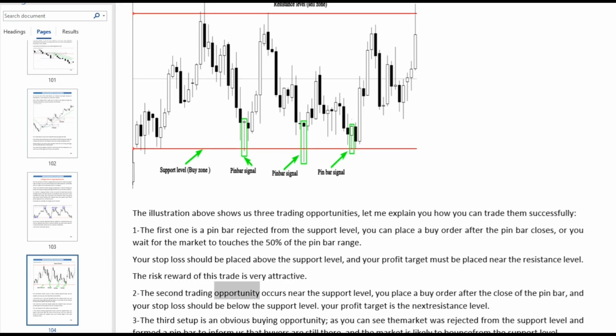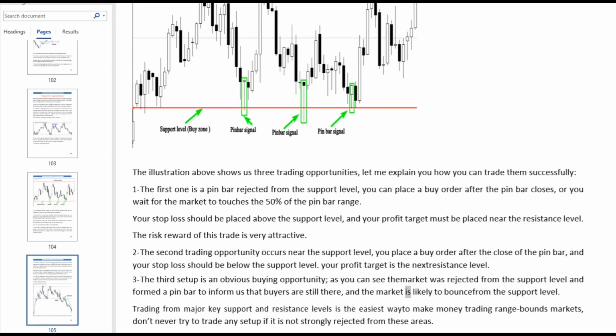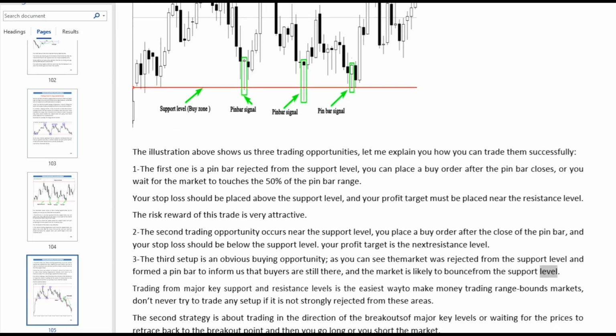The second trading opportunity occurs near the support level. You place a buy order after the close of the pin bar, and your stop loss should be below the support level. Your profit target is the next resistance level. The third setup is an obvious buying opportunity. As you can see, the market was rejected from the support level and formed a pin bar to inform us that buyers are still there, and the market is likely to bounce from the support level.